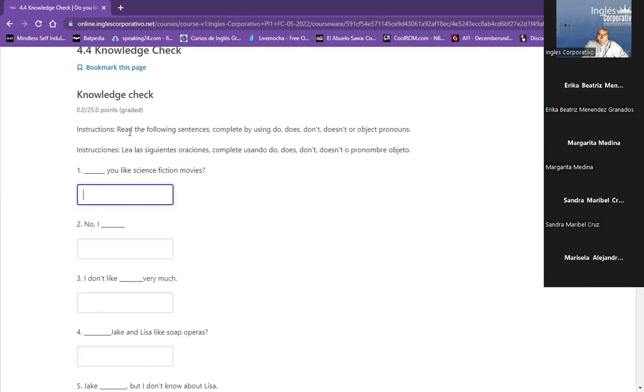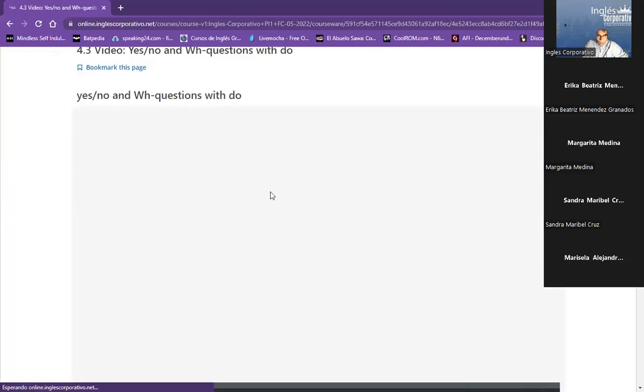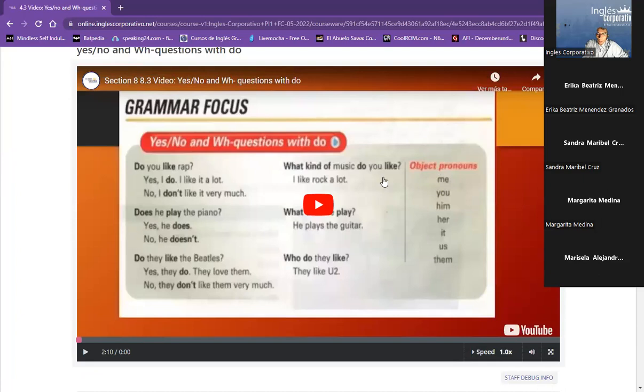But before, read the following sentence, complete it by using do, does, don't, or doesn't, or object pronouns. Remember the object pronouns: me, you. Also, we'll play again if you have some doubts. It's me, you, him, her, it, us, and them. Those are the object pronouns.